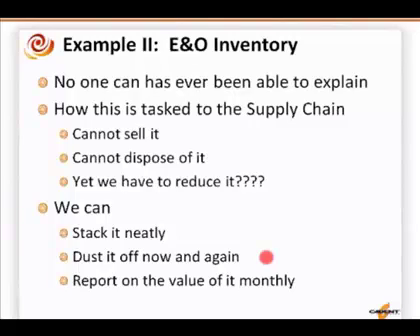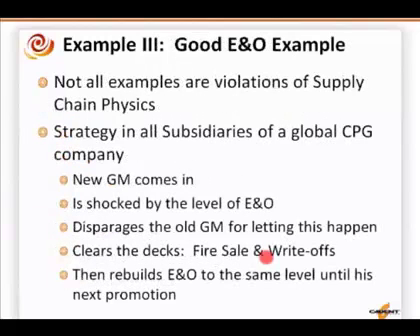And the thing that I practiced, the speech, and I learned it very quickly and early, was that you've tasked me to do this. I can't sell it, I can't dispose of it, I can't reduce it, yet all I can do is neatly stack it up, and I have to dust it off now and then because it really can get dirty if it's been sitting there 6 months, a year, or longer, and report on the value of it monthly. And as I said, this is a very real scenario that's happened to me personally, and I know other supply chain people are probably shaking their heads in affirmation.